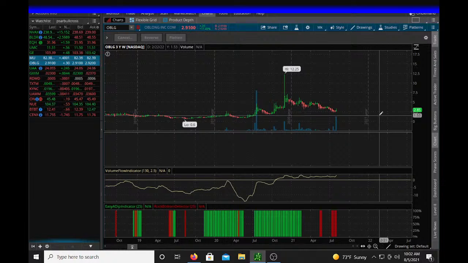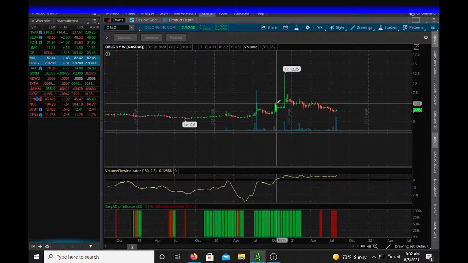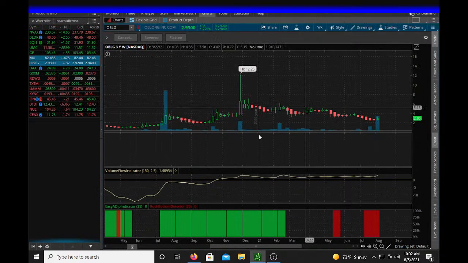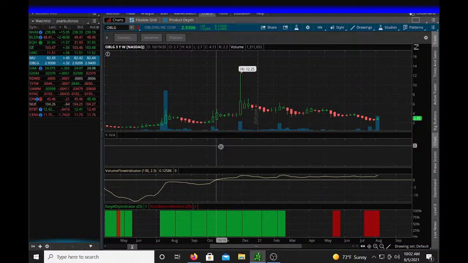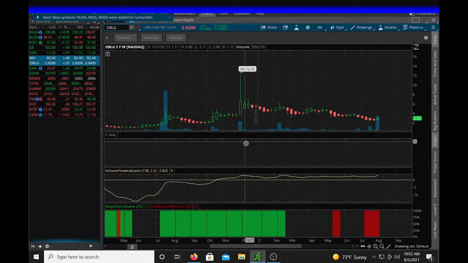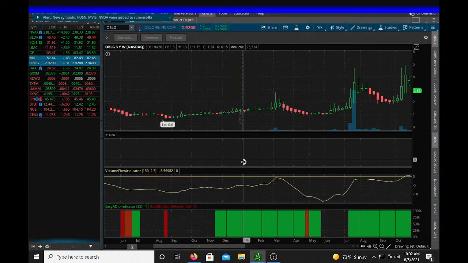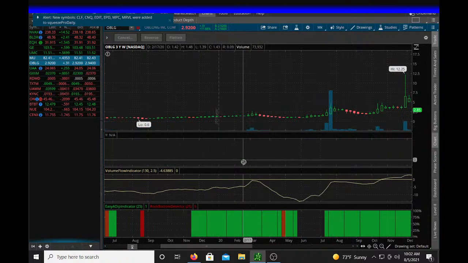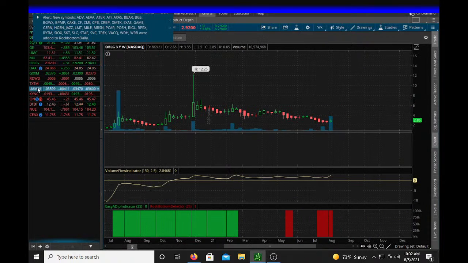Let's see if we get an ABC correction, or if we've had our correction and we're ready for our next trend up. But as we can see here with our volume flow indicator, we can build some studies or triggers based on that, but I don't think that's the only thing we should use. I don't think that will work well at all.